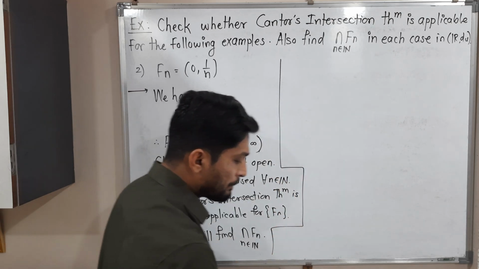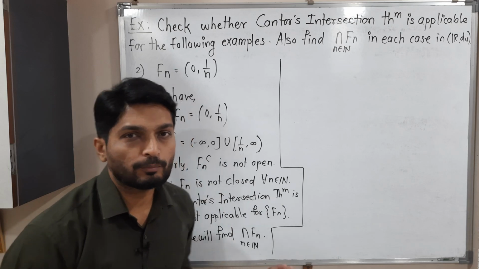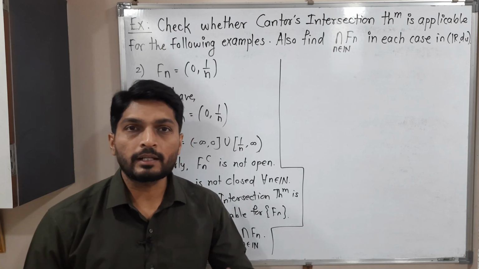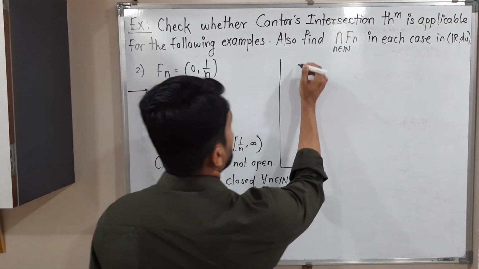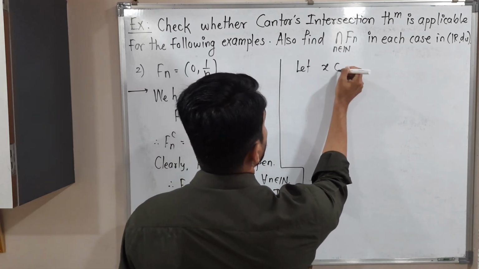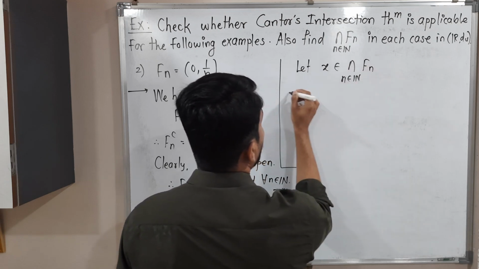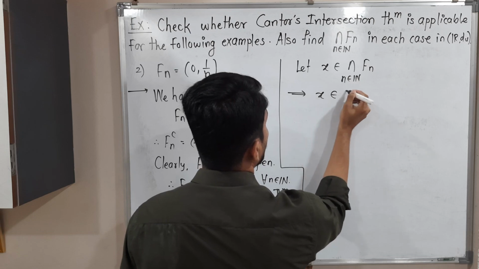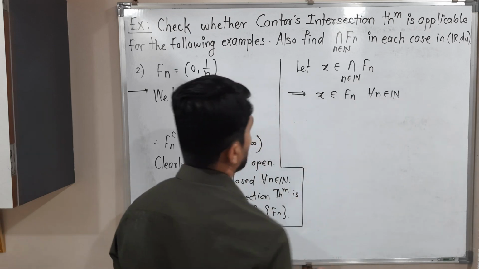So we have one simple technique to find the intersection. What will I do? I will take an arbitrary point from the intersection, solve, and then we will get an idea of what the intersection will be. Let x belong to the intersection. Intersection means it lies in all sets. So x belongs to Fn for all n belonging to the set of natural numbers.